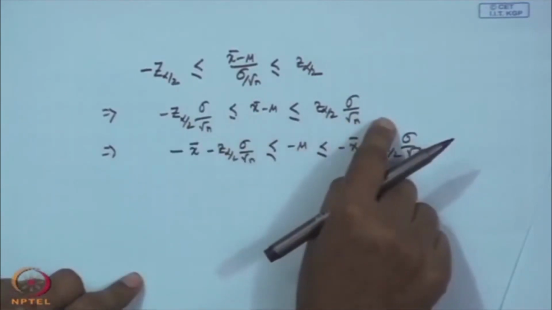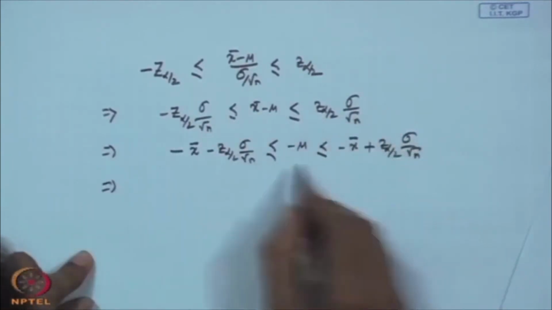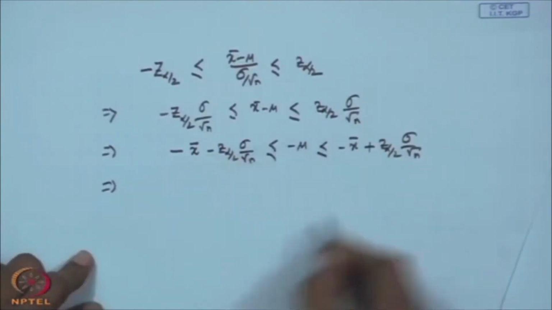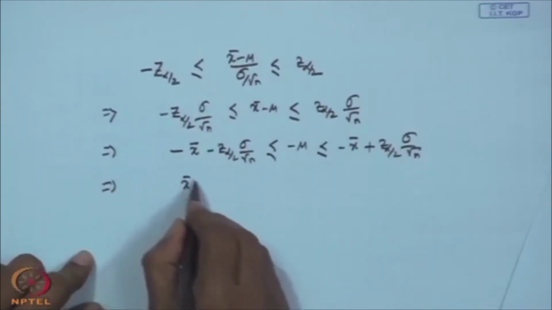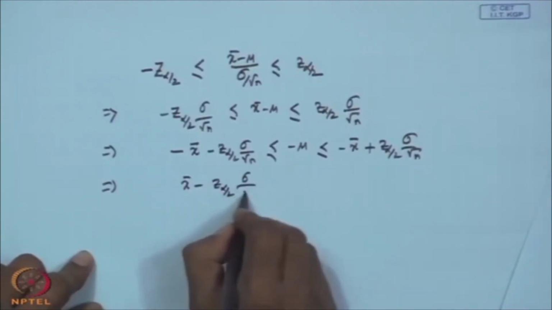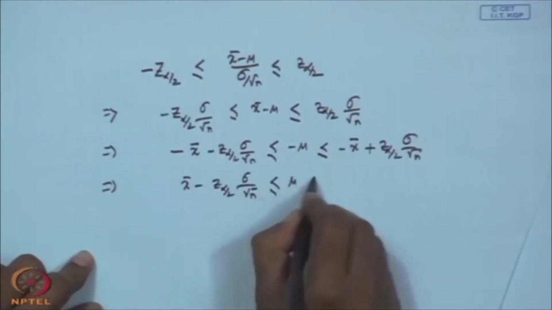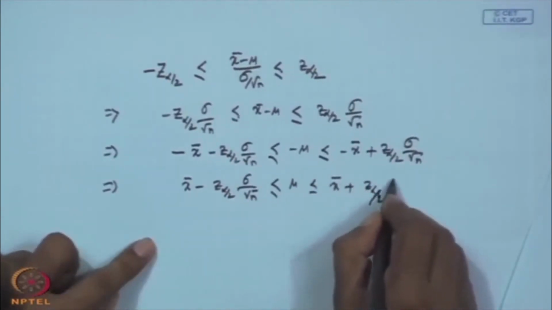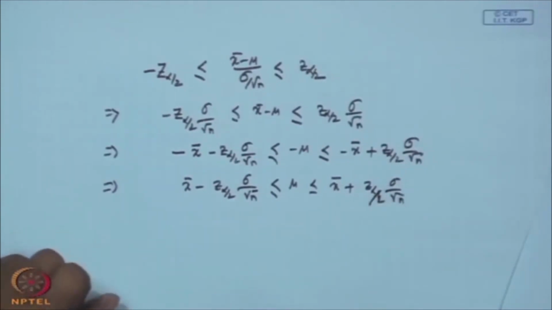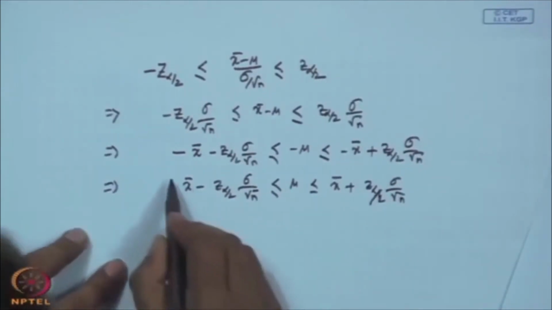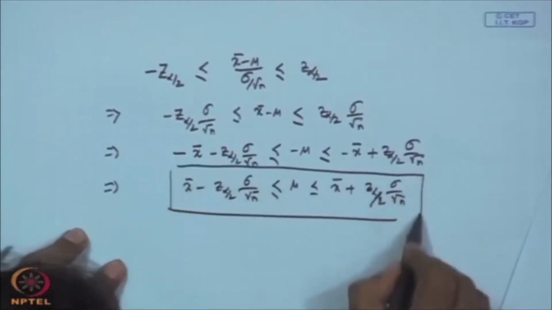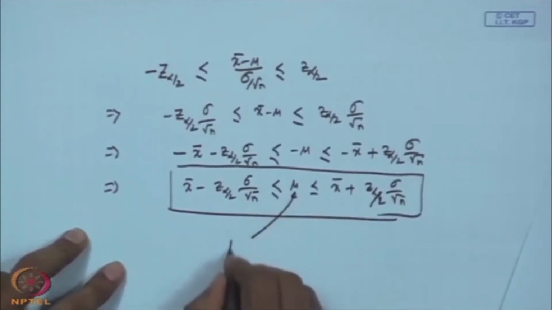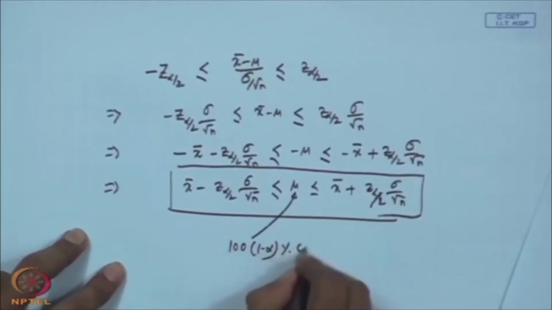Very simple manipulation. You are just taking x bar out from the middle portion and putting it on the left and right hand sides. Then if you modify a little more, we do not want minus mu, we want plus mu. So, you multiply by minus 1, and then the inequalities reverse. What will happen? X bar minus z alpha by 2 sigma by root n is less than or equal to mu, less than or equal to x bar plus z alpha by 2 sigma by root n. This is the confidence interval, the 100 into (1 minus alpha) percent CI for mu.